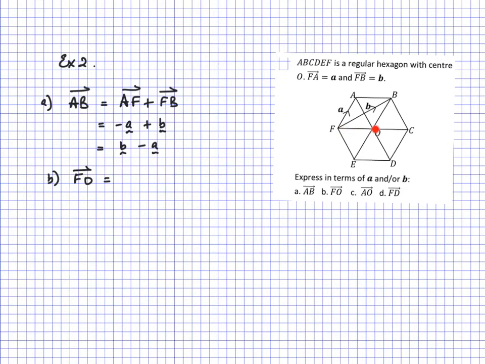FO. F to O, well, this is interesting. F to O is exactly the same as A to B. So this is a regular hexagon. These sides are parallel, or these lines are parallel, and exactly the same length. So FO equals B minus A as well. And there are a number of other lines which are exactly the same. For instance, O to C and E to D.